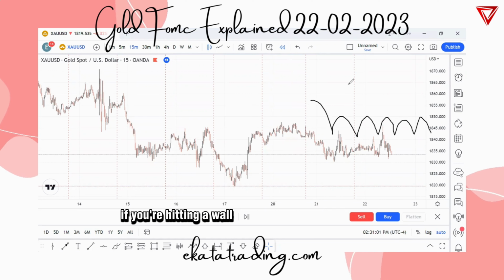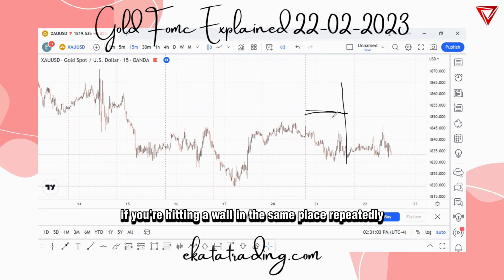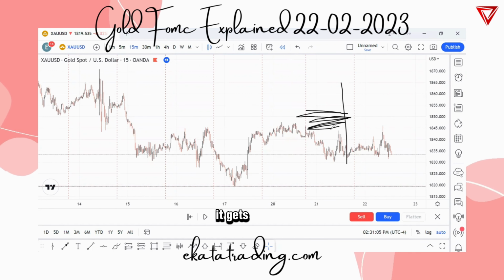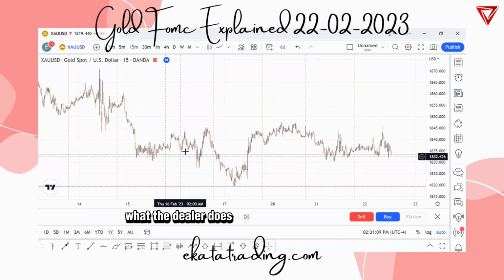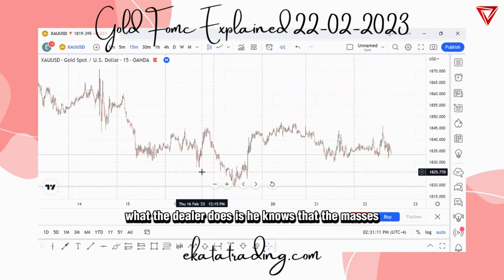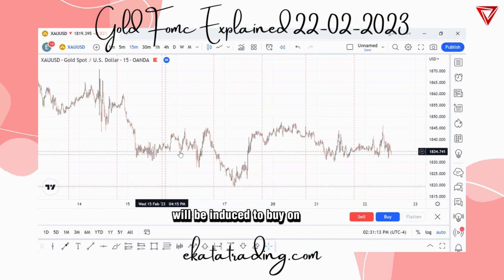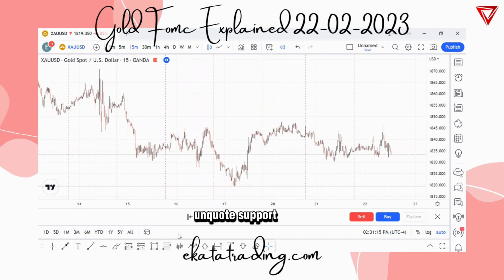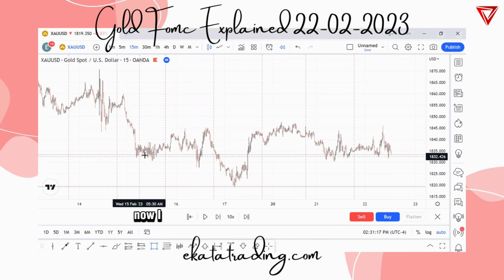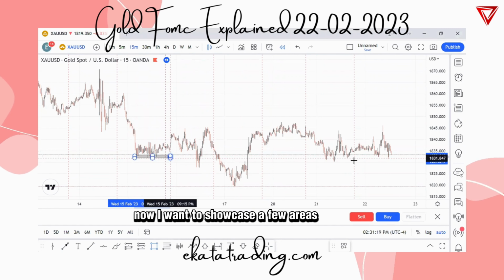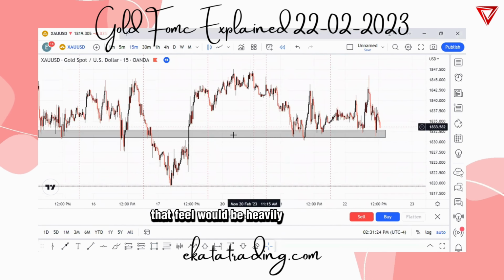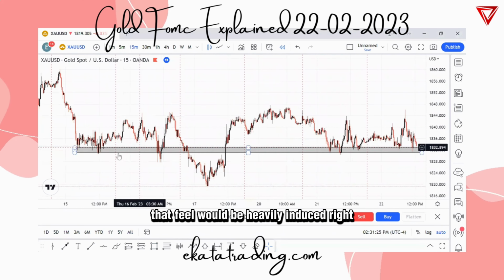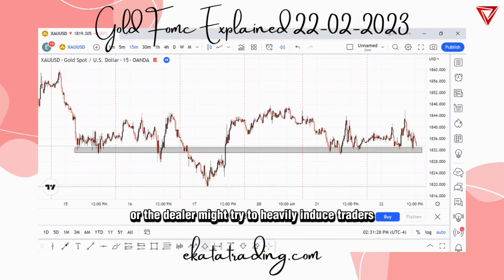If you're hitting a wall in the same place repeatedly, the wall doesn't get stronger, it gets weaker, and eventually it breaks through, right? So what the dealer does is he knows that the masses will be induced to buy on quote-unquote support levels. Now, I want to showcase a few areas right here where the dealer might try to heavily induce traders.